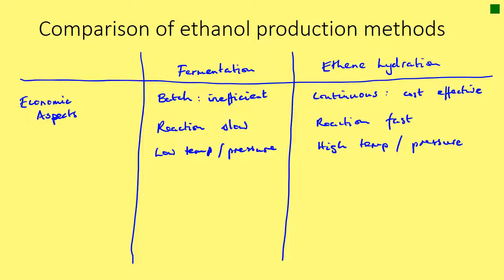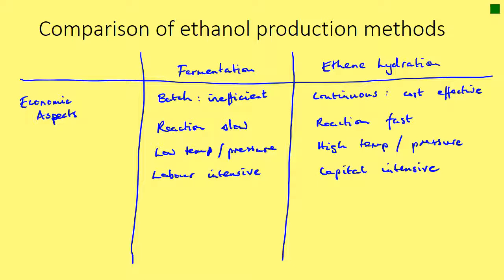And labour is also an economic aspect. Fermentation is quite labour intensive, whereas ethene hydration is mostly done with capital equipment, with plant and machines. So let's call this capital intensive. Which one's best depends on your viewpoint. If you're trying to create employment, then labour-intensive activities are good, whereas if you're trying to maximise return on investment, generally capital-intensive operations are better.